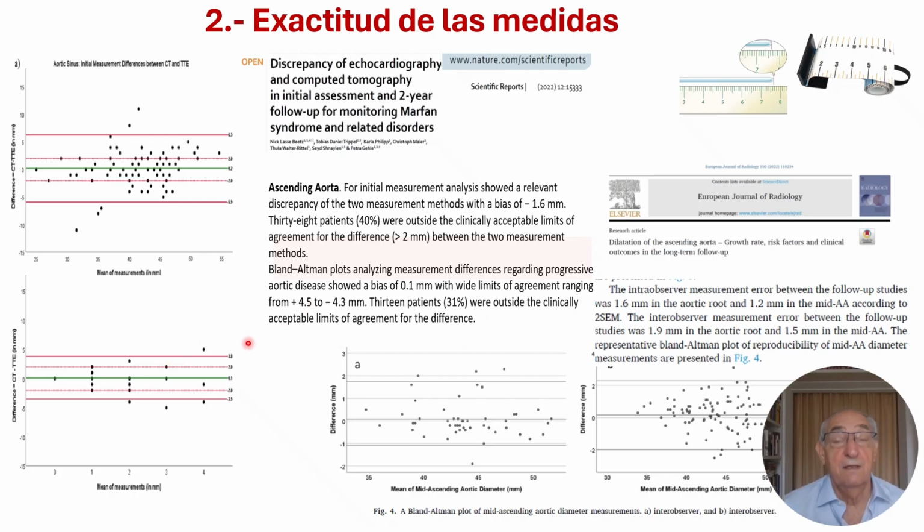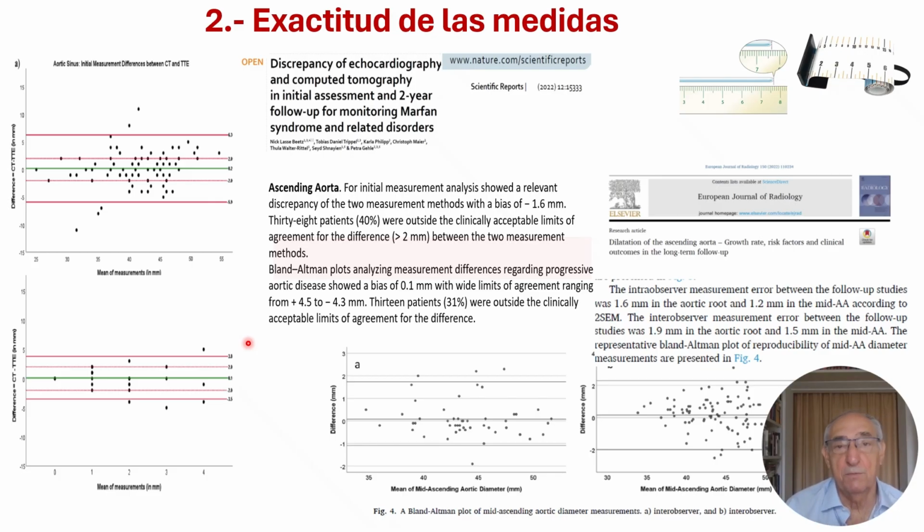Therefore, we cannot assume that a 42 measured by echo corresponds to a 42 measured by CT or MRI, because each technique has its variability. A 2 millimeter variability is the standard. A variability over 4 millimeters should make us suspect either a bad diameter measurement or a real size change. It is absolutely important, but 2 millimeters is standard.